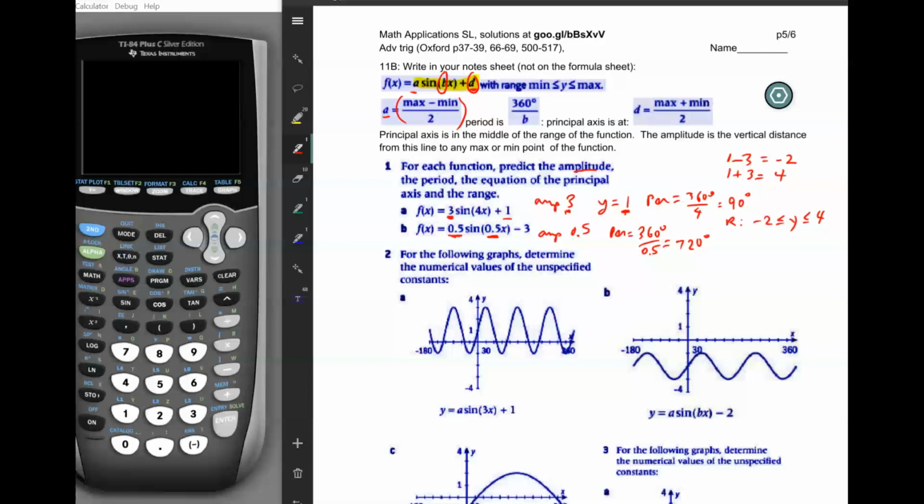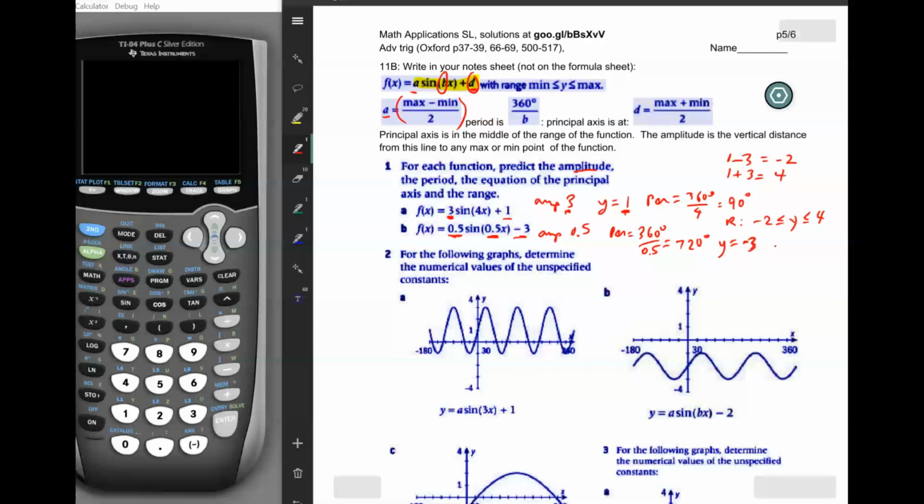The equation of the principal axis is y equals -3. And the range we get from taking the principal axis and adding 0.5, and taking the principal axis and subtracting 0.5. It would be between those two, because -3 minus 0.5 is going to be the smallest possible value, and -3 plus 0.5 is going to be the largest possible value.